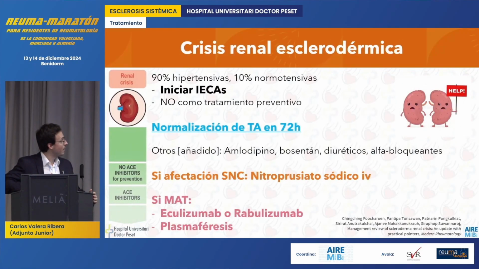Finally, moving on to scleroderma renal crisis. Obviously, 90% of cases will be hypertensive, and we initiate ACE inhibitors not as a preventive treatment, but as the actual treatment. The goal is to normalize blood pressure within 72 hours, but not too quickly, due to the risk of causing damage from lack of blood flow. And when I mention others here, I'm referring to adding medications. I'm not talking about replacing ACE inhibitors with another drug, but rather that we'll use all the medications we can to normalize blood pressure. In cases of central nervous system involvement, we'll use intravenous sodium nitroprusside with close monitoring. And for thrombotic microangiopathy, then eculizumab, ravulizumab, and plasmapheresis.